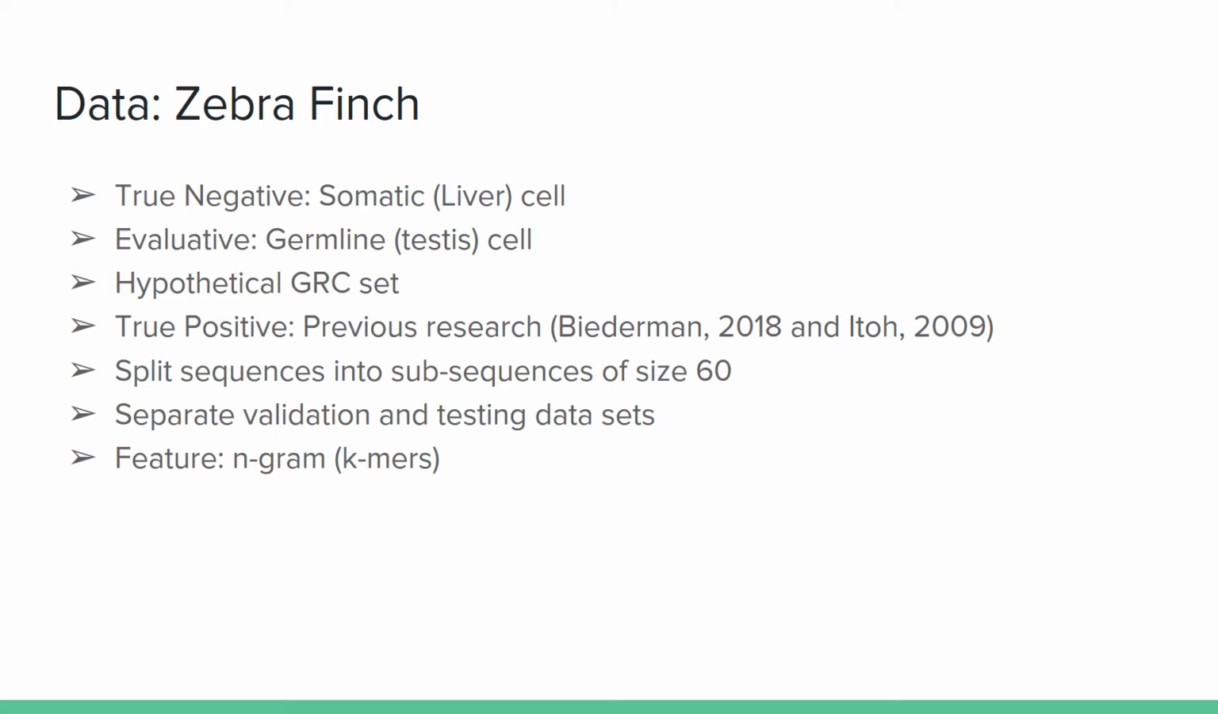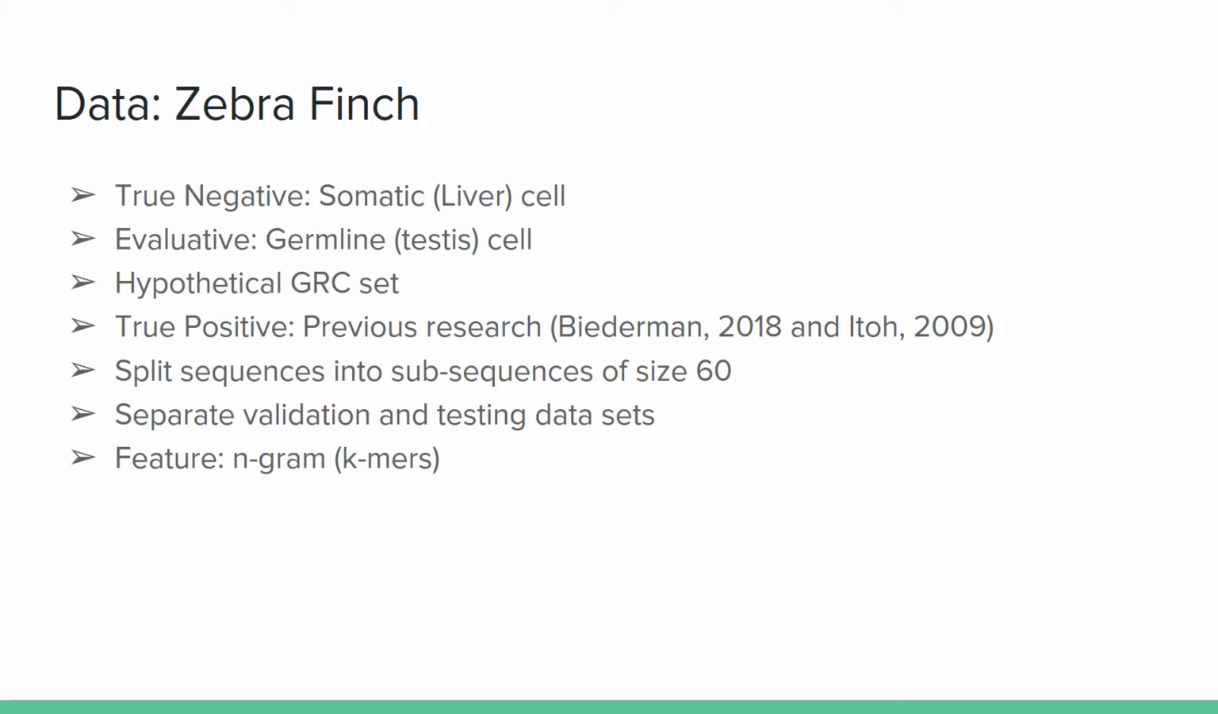In terms of our data preparation, we split the sequences into subsequences of size 60 so that all of the sequences would be of the same length. We also separated, obviously, validation and testing data sets. Validation sets we tune on, the testing data sets we don't, in order to evaluate our models. In that case, we had 10,000 negative observations in each of those data sets and roughly 90 positive observations. There were only 180 positive subsequences in total.